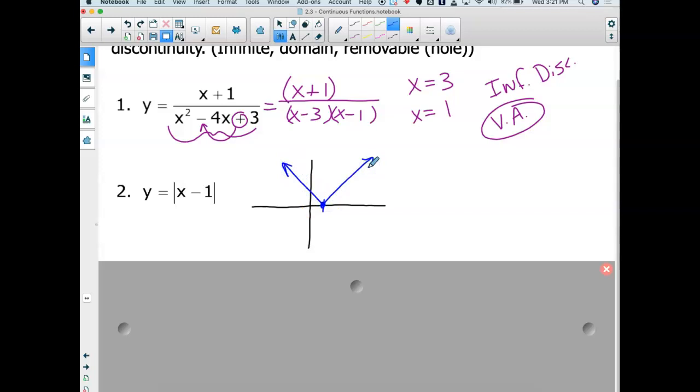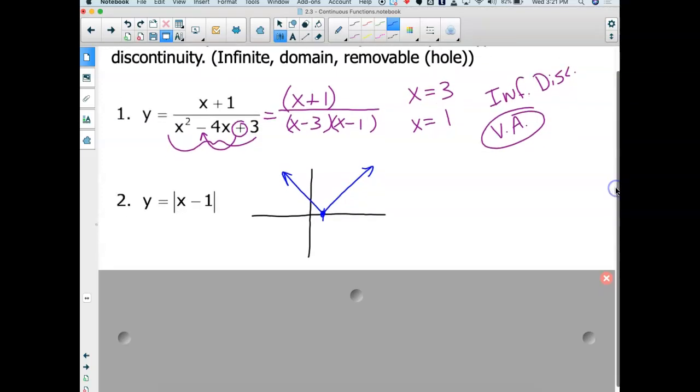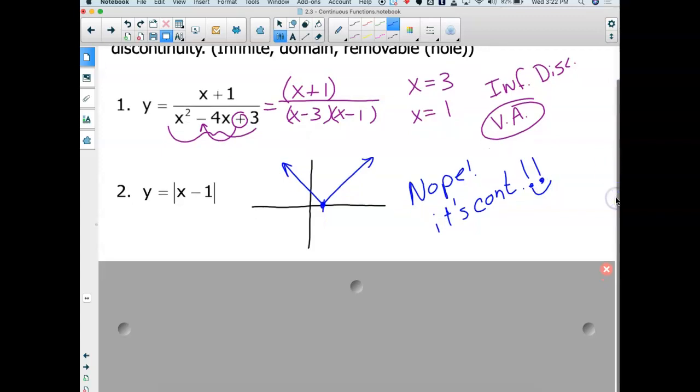Well, is it continuous? Or are there points of discontinuity on number 2? Nope. It is continuous. Yay, I'm continuous. Ooh, but there's a trouble spot on there with a calculus operation. Well, we'll run into that later on. We're not to that point.